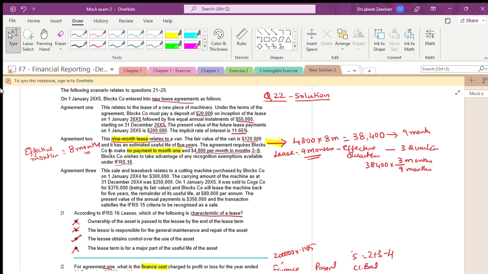In 9 months, how many quarters will be there? 3 quarters. 3 months, 3 months, 3 months. Okay? 3 divided by 9. It comes to how much? 12,800.